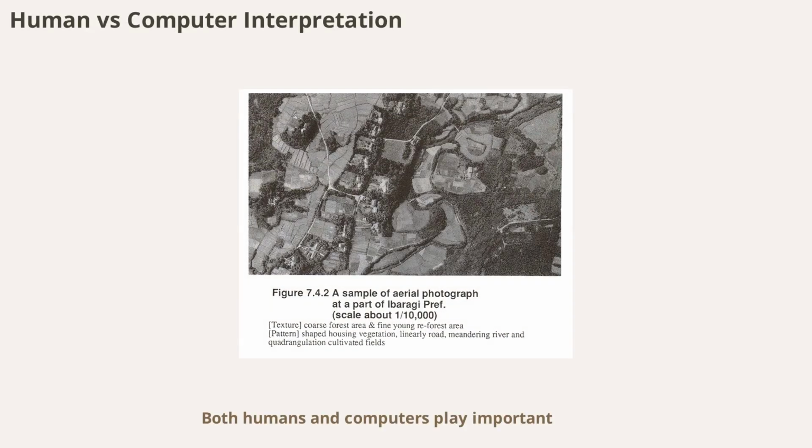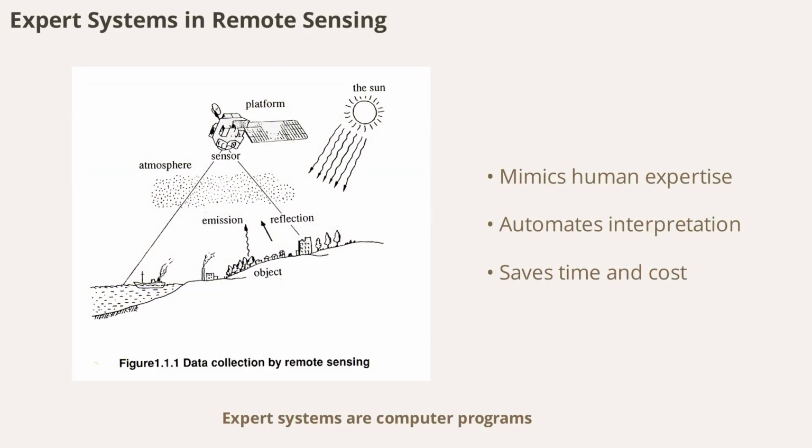Both humans and computers play important roles in interpreting remote sensing data. Humans excel at qualitative analysis and recognizing complex patterns, while computers are efficient at processing large datasets and performing quantitative analysis. Combining both approaches often yields the best results. For example, computers can enhance images, making it easier for experts to interpret geological features. Interactive systems allow humans and computers to work together, improving the accuracy and efficiency of information extraction. Expert systems are computer programs designed to mimic human interpretation skills. These systems use knowledge from experienced interpreters to extract information from remote sensing data.